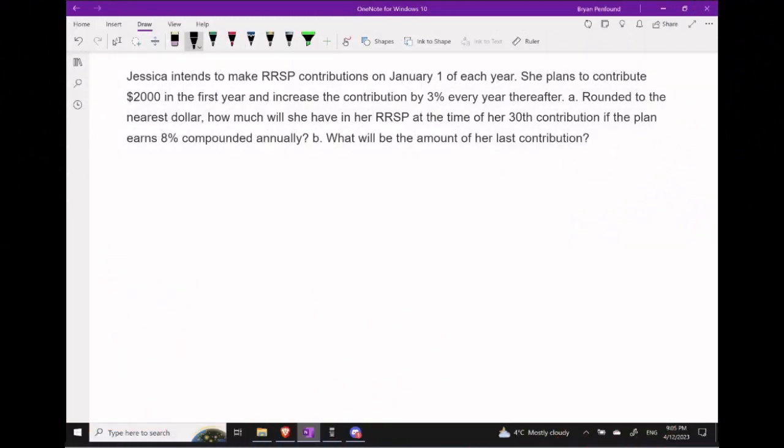Jessica intends to make RRSP contributions January of each year. She plans to contribute $2,000 in the first year and increase this contribution by 3% every year thereafter. In Part A, we're going to determine how much she has in her RRSP, rounding to the nearest dollar, at the time of her 30th contribution, if we know that money can earn 8% compounded annually. And in Part B, we're going to figure out the amount of her last contribution.